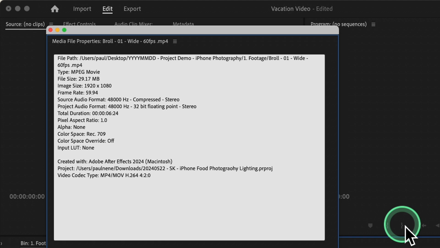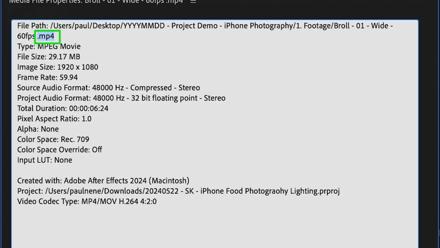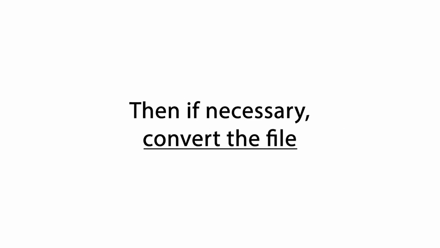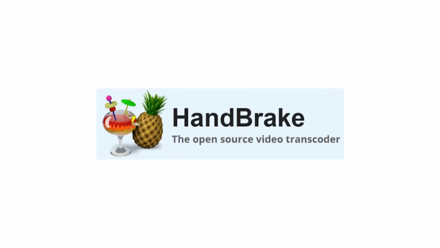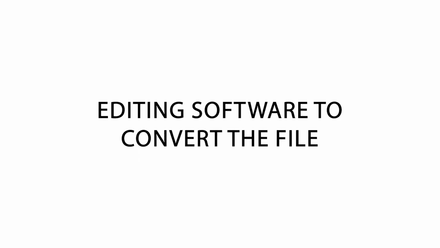For example, .mov or .mp4. So in this case, .mp4. Check if this file format is supported by Premiere Pro. Then, if necessary, convert the file. If the file format is not supported, you can use a free online converter like Handbrake or an editing software to convert the file to a format supported by Premiere Pro, such as .mp4.